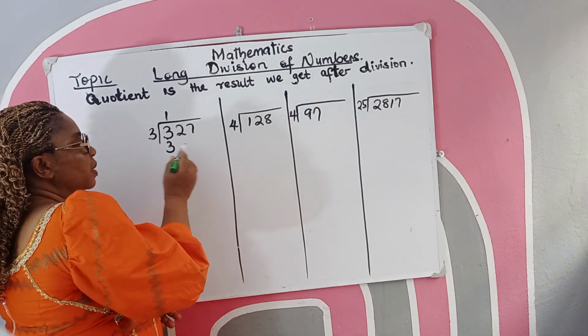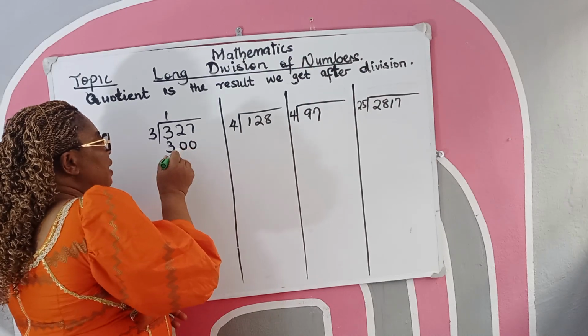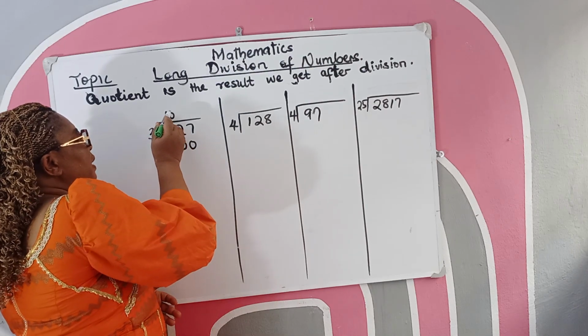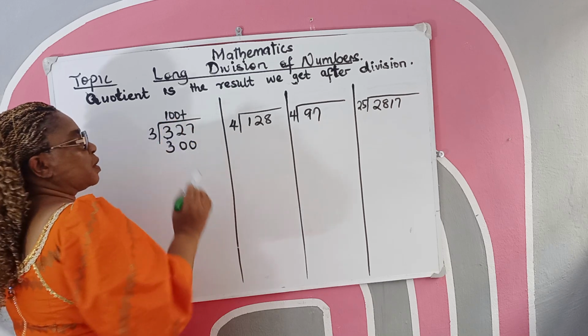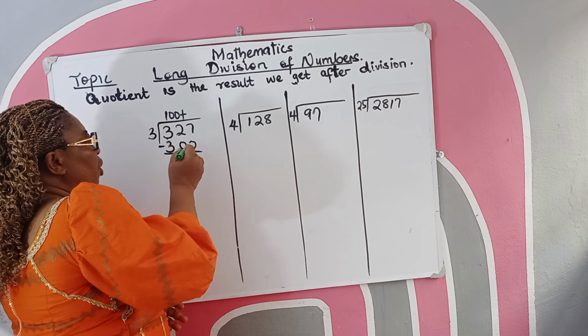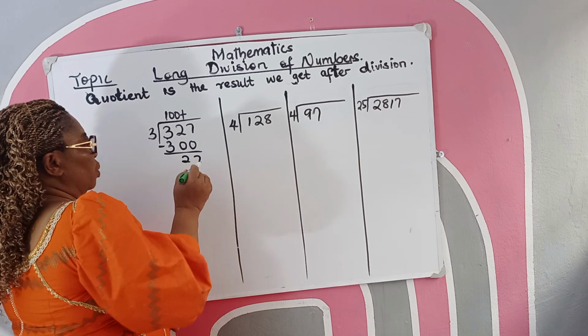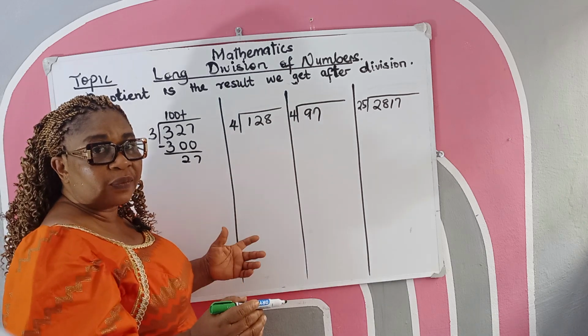Look at these two spaces. I give them 0, 0, 0. And this 27, I still represent it here. And I write plus. I subtract. 7 subtract 0 is 7. 2 minus 0 is 2. You see we have 27.